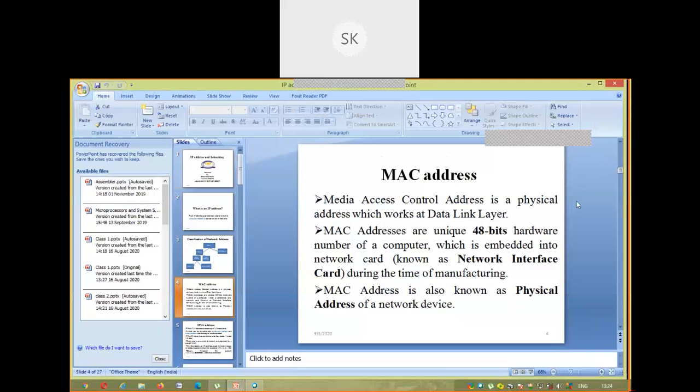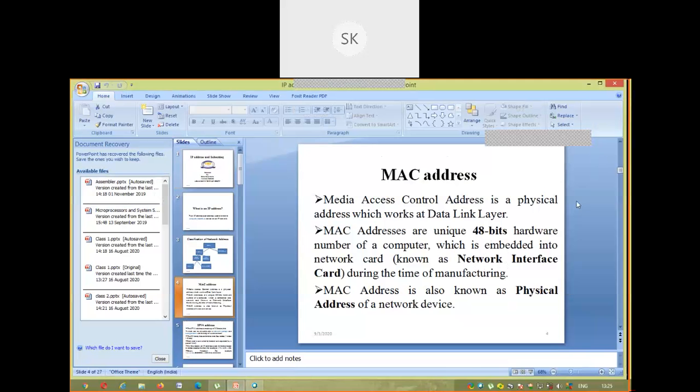So now, what is a MAC address? The full form is Media Access Control address. It is a physical address which works at the data link layer, as I already mentioned. MAC addresses are unique 48-bit hardware numbers of computers, embedded in the network card. Network card, I already told you about this; its short form is NIC card. Each and every laptop and PC has a NIC card.